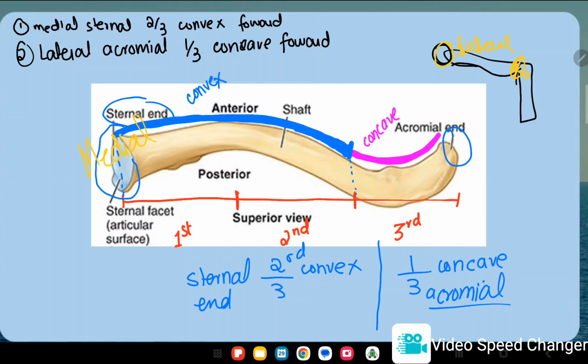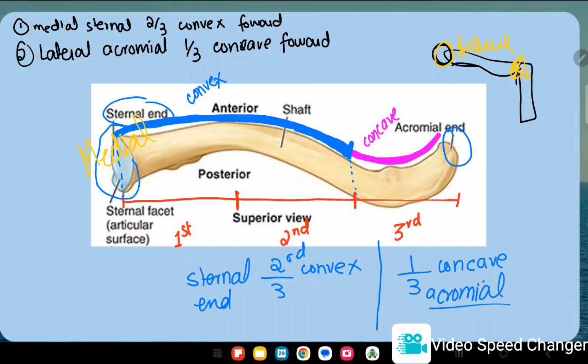So let's revise it. The medial sternal end has two-third convex forward, or front, or anterior border, right? And lateral means away from the midline. Lateral acromial end is one-third from that, one-third concave, right? So this was the first point. The second point, now we will study.